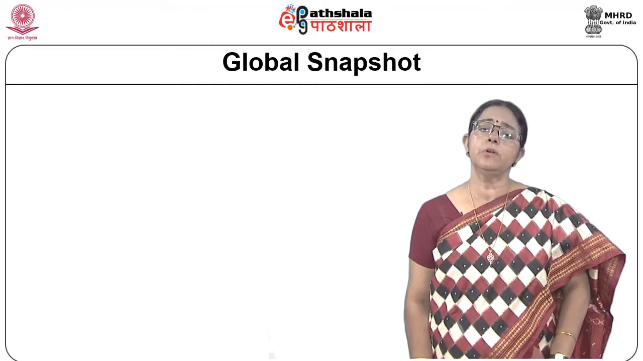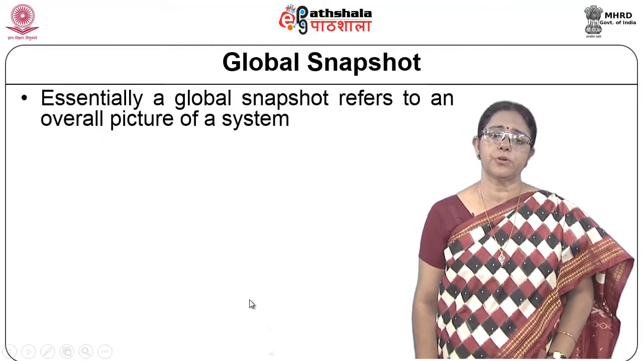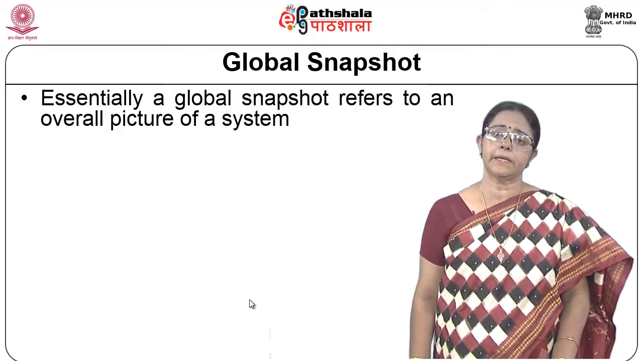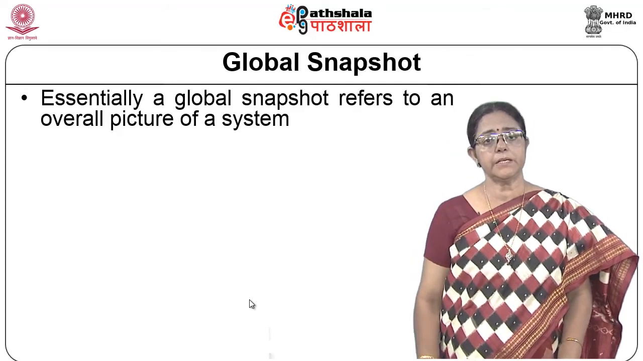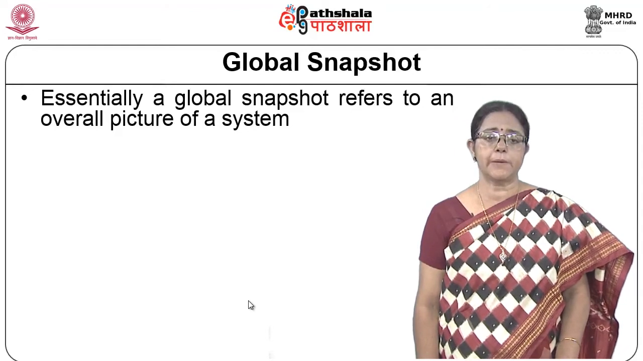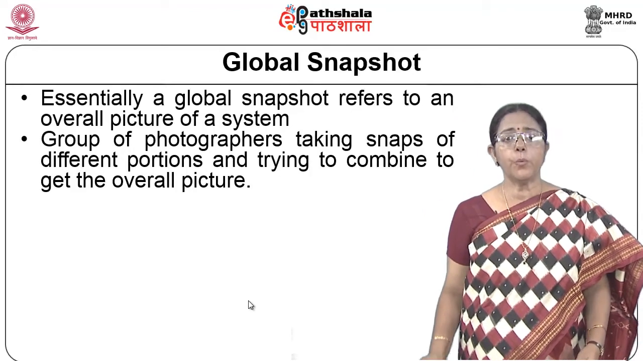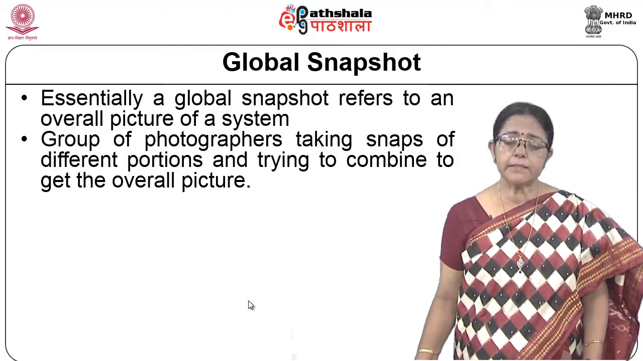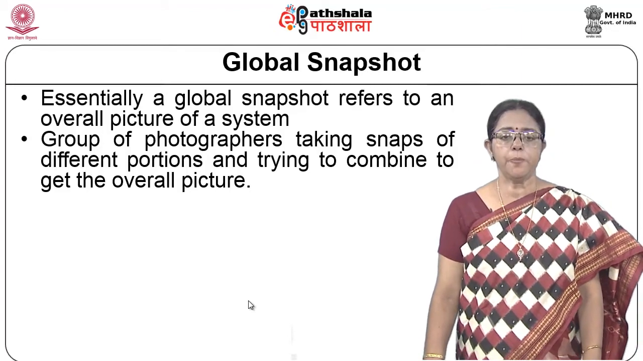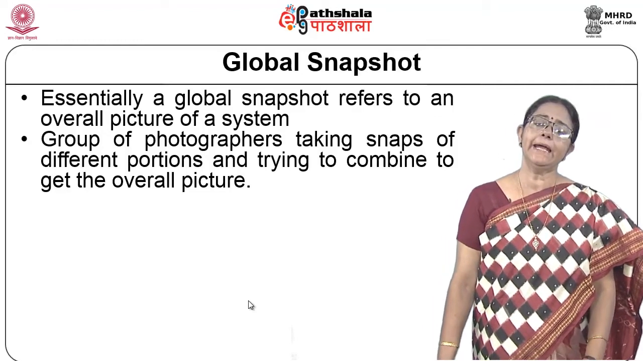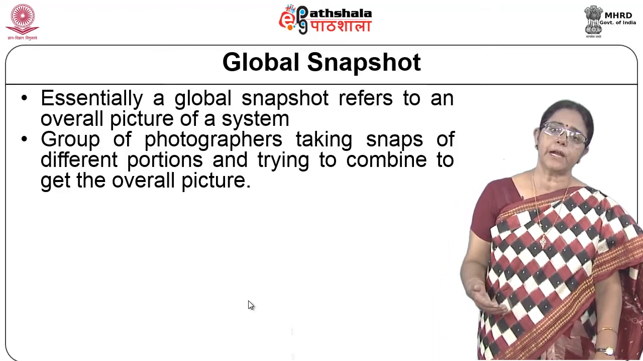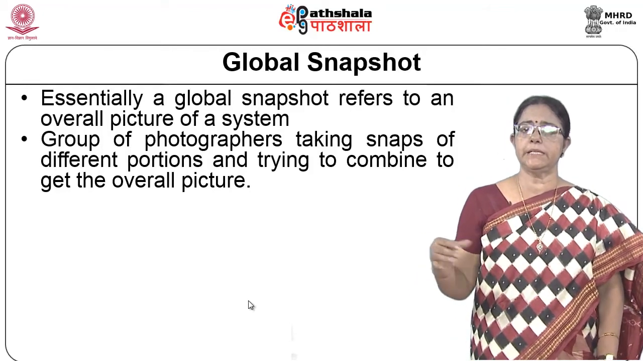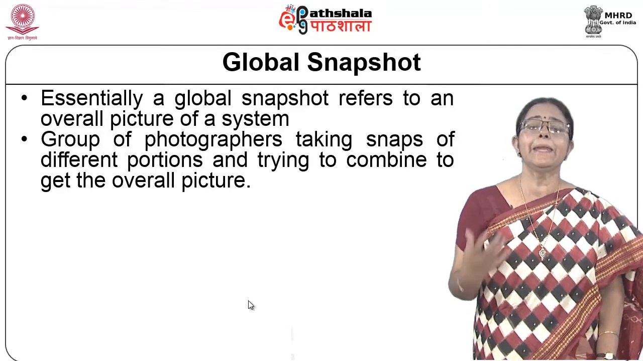So, let us now look at what a global snapshot is. Essentially, a global snapshot is the overall picture. If I have an overall picture, I have a global snapshot. Now, how to obtain such a global snapshot? The method that we are going to discuss obtains it by taking a snap or a photograph of different components which are located in different places in an independent manner.